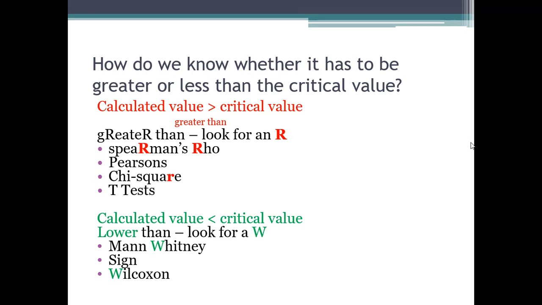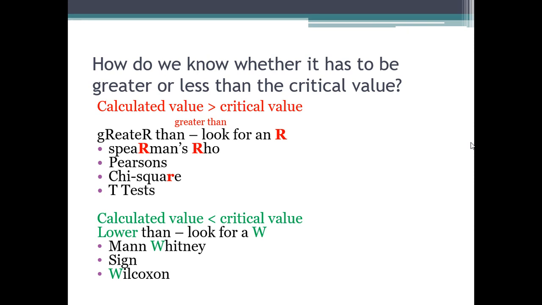However, if you want something to learn to save you having to look for it on the exam paper, there is kind of a trick. If the stats test has an R in it, so Spearman's, Pearson's, chi-squared, unrelated or related t-test, then the observed or the calculated value needs to be greater than the critical value.